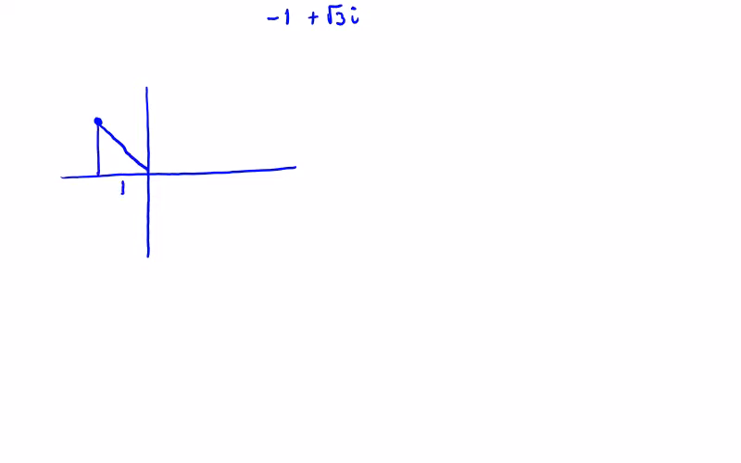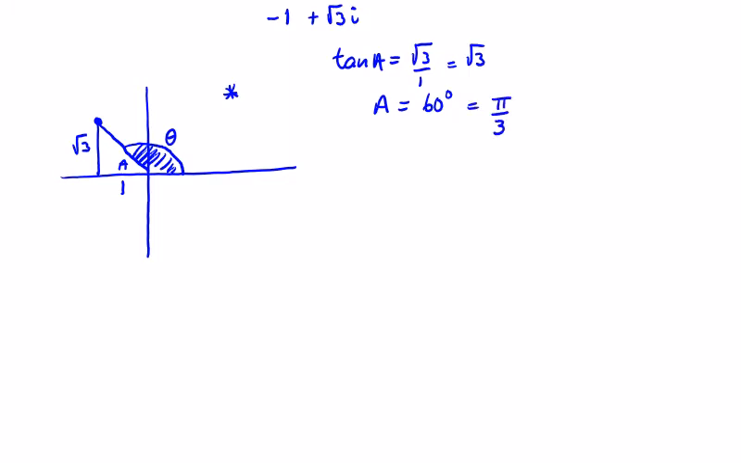So I'm going back 1 and I'm going up root 3. Now, if it's not in this sector here, I'm going to call the angle inside the triangle A, and then we're actually looking for theta, which is going to be here, this blue angle, which is 180 degrees minus A. So let's start with the angle. The tan of A is equal to O over A, root 3 over 1, which is just equal to root 3. So from your knowledge of the unit circle, A is equal to 60 degrees, which is equal to pi divided by 3.